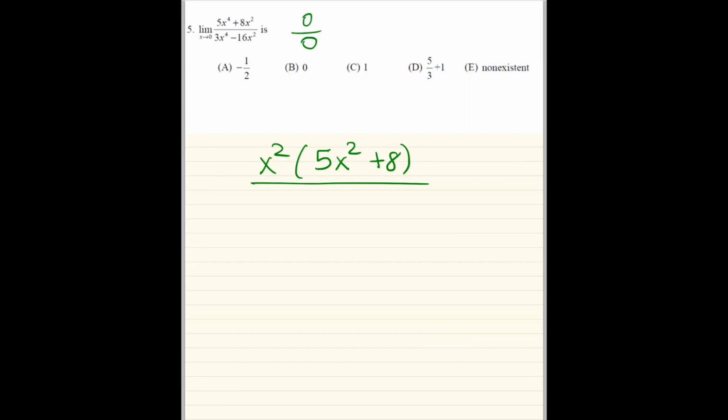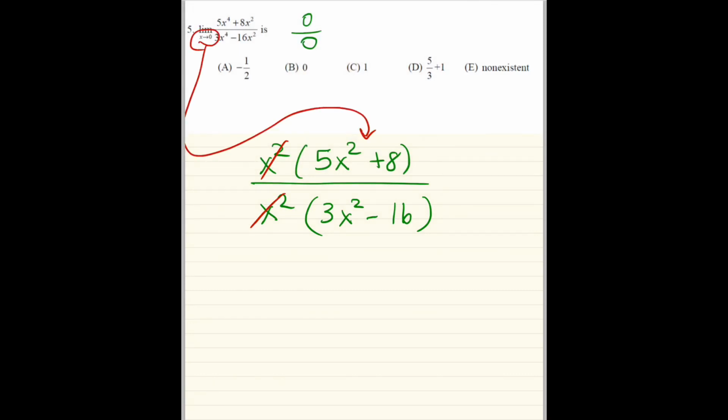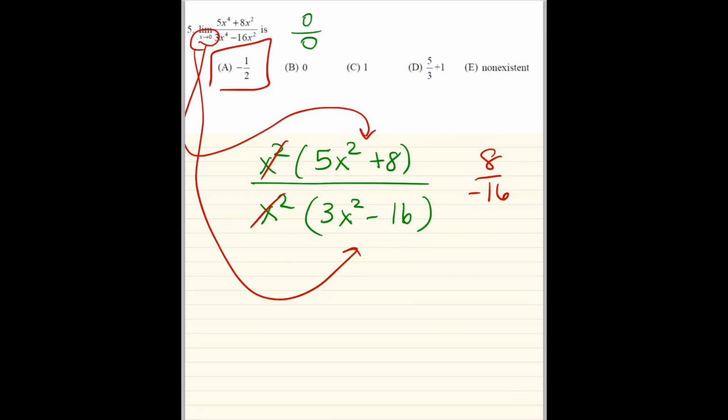you're going to take out an x squared in the denominator. That's great. You're going to be left with 3x squared minus 16. So you go and you cancel the x's. You resubstitute the 0 into the remainder. Okay, and then you're left with 8 over negative 16, and that's negative a half. All right, so once you get 0 over 0, you're going to factor.